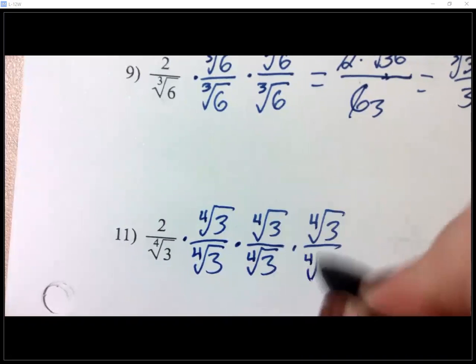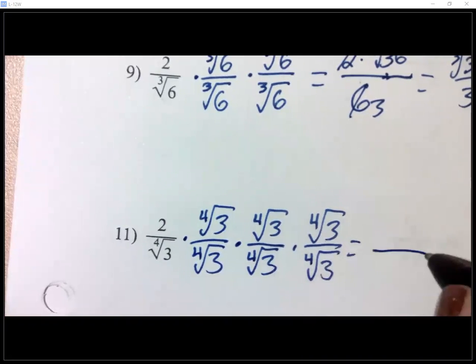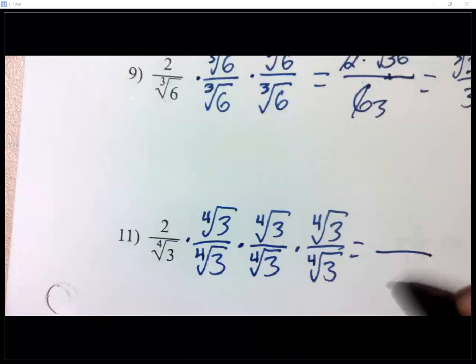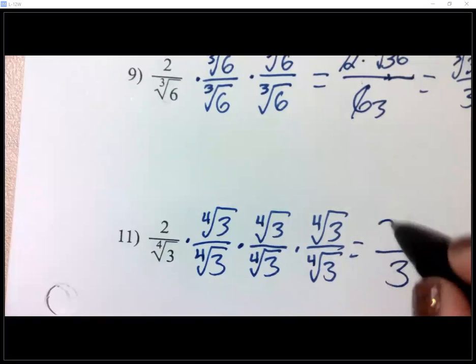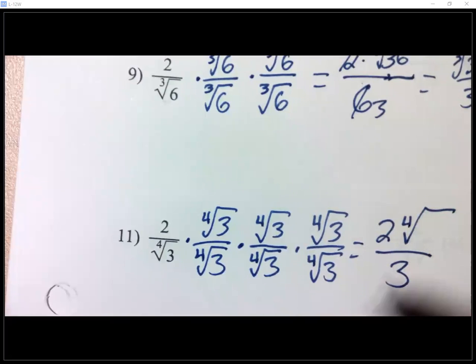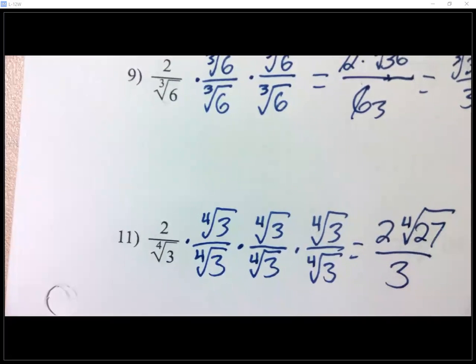So now that entire denominator just becomes a 3 because I have a 4th root, but it's to the 4th power. So that's just a 3, and then that numerator is just 2 times the 4th root of 3 times 3 times 3, which is just 27. And then I can just look quickly and see if there's any 4th roots that go into 27. There's not, so that's my final answer.